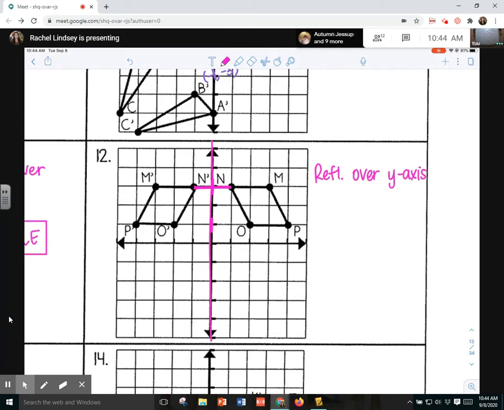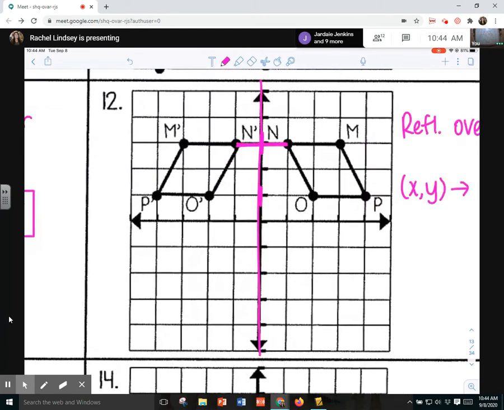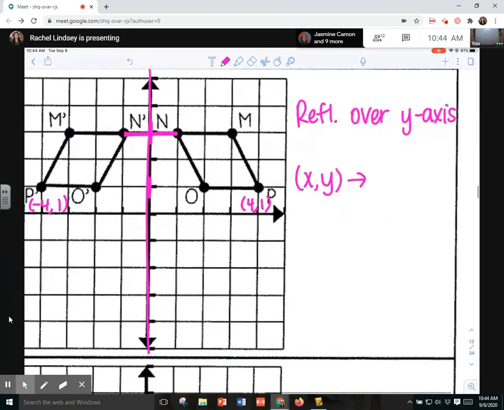And then I need a rule for it. If I can't remember the rule, remember I can look at the coordinates of 2 points. So I'm going to look at P and P prime. P is at 4, 1. P prime is at negative 4, 1. What changed? The sign of the x. So I'm going to have (-x, y).